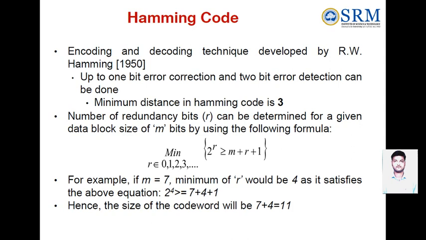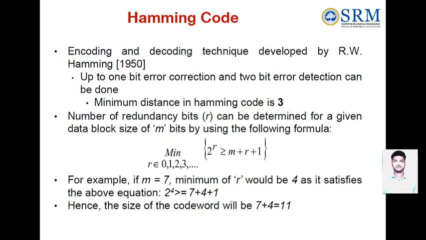Hamming code can correct up to 1 bit and detect up to 2 bits. Minimum distance in Hamming code is 3. If the number of redundancy bits is represented as R and the number of data bits is N, then the relation must satisfy, to detect error and to correct it, that is 2 to the power r greater than or equal to n plus r plus 1.